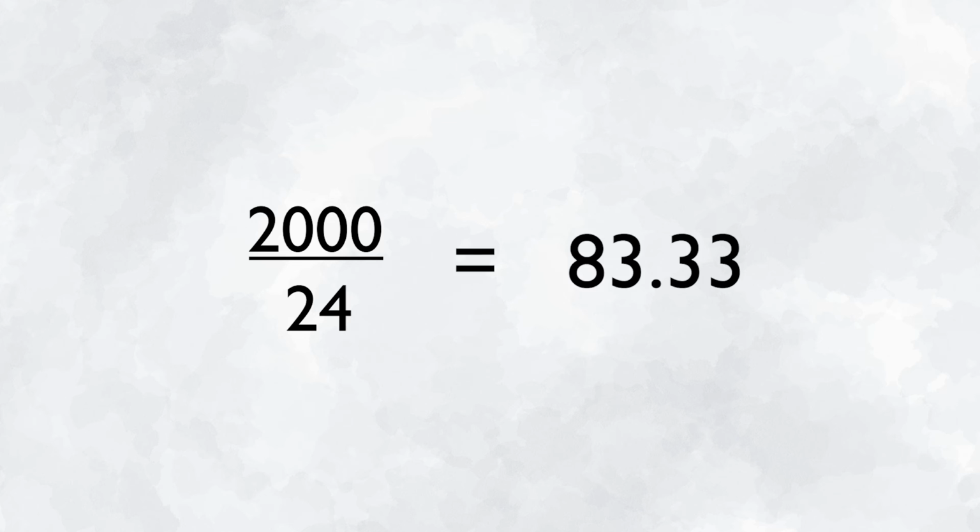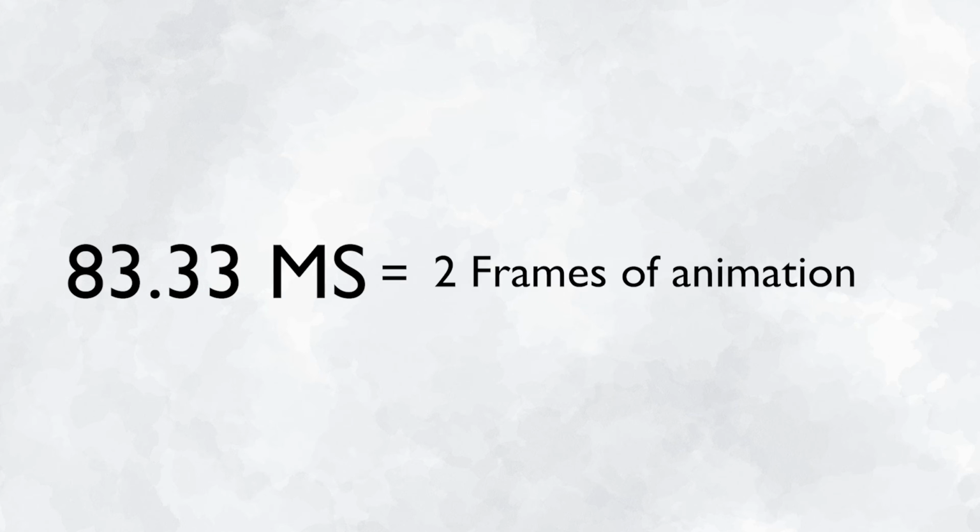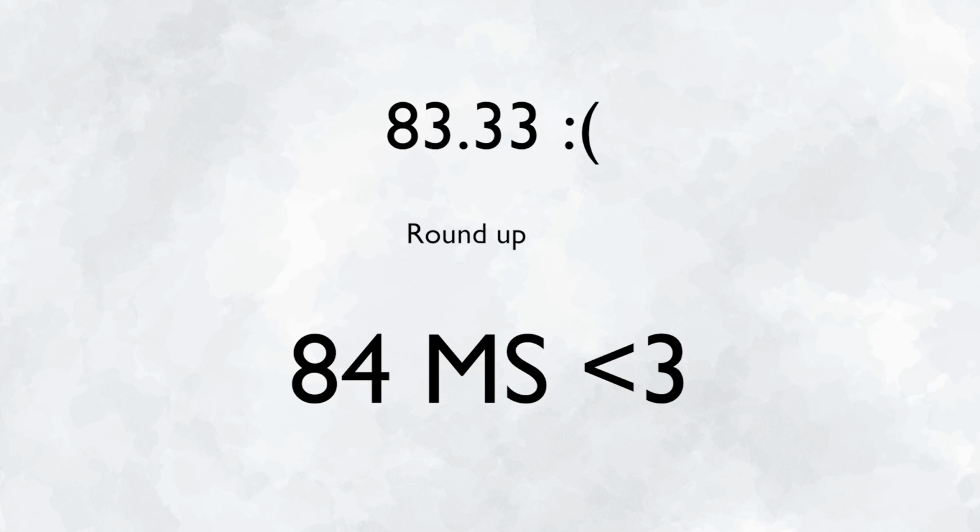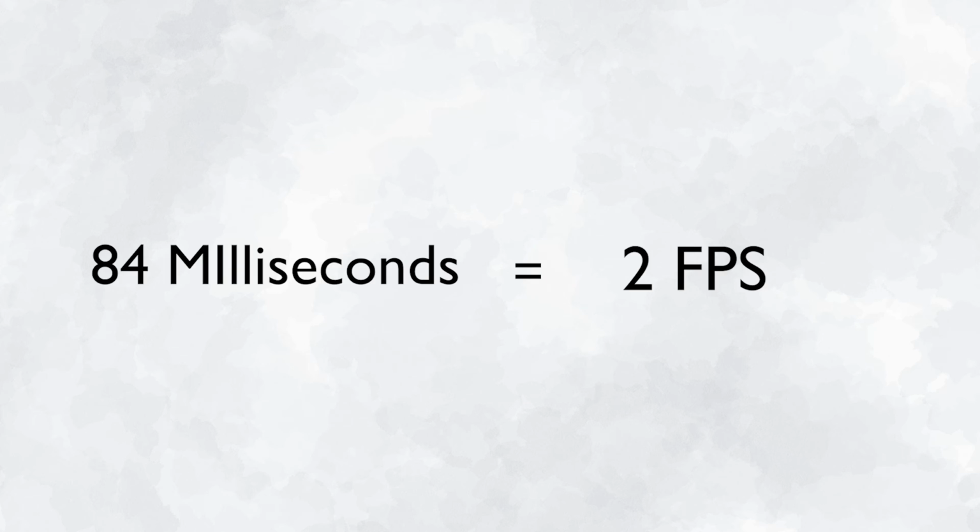2,000 over 24 equals 83.33. So 83.33 is equal to 2 frames of animation. I'm gonna round this up because I like things to have weight, and fuck you. So 84 milliseconds is equal to 2 frames of animation. Let's divide this by 2, therefore, 42 milliseconds is equal to one frame of animation.